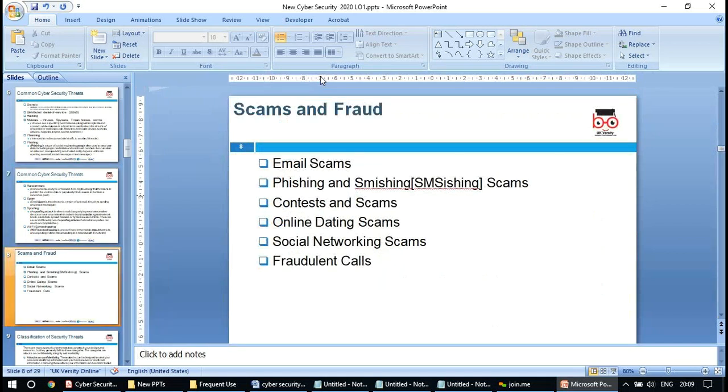Now, scams and frauds. Most of the time you get scams through email. You get scam messages through phishing. And there is a new term, smishing scams. You must have heard about smishing. It comes through text rather than email. Since a few years ago they have given it a term like smishing.